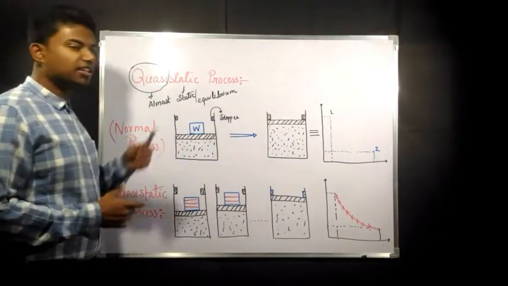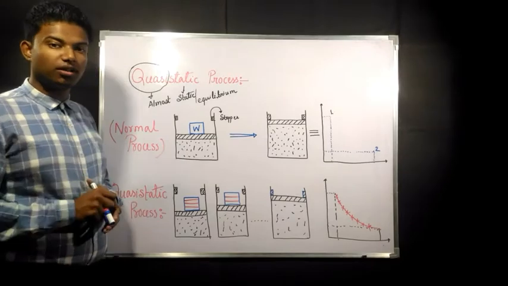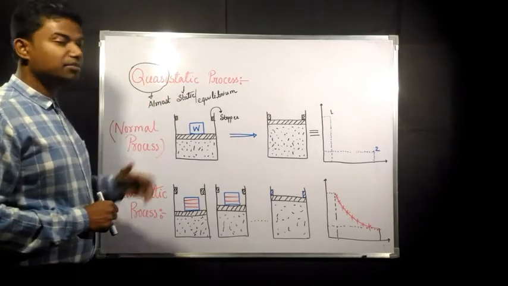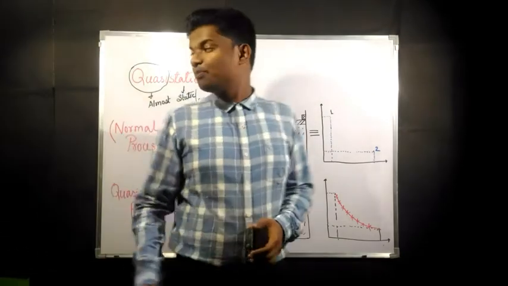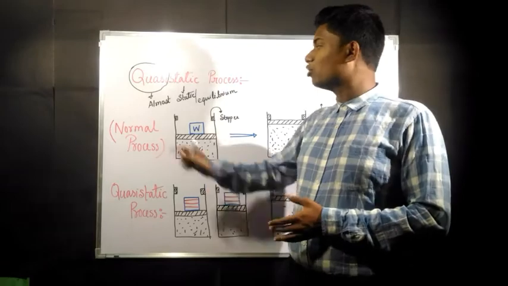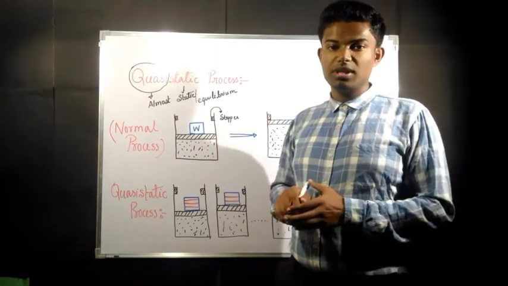Next thing would be quasi-static process. Now this quasi-static word is comprised of two other words. One is quasi and one is static. Now what does quasi mean? Quasi means almost, and static means static or equilibrium. That means by combining these two words we get a word called almost equilibrium.